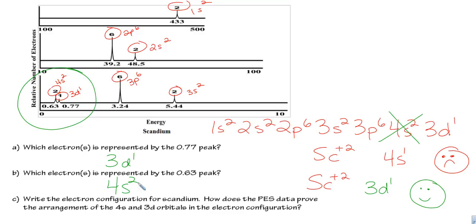If there's anything else that you want to know about PES, let me know. We can have a fabulous lunchtime discussion. Otherwise, you can definitely Google PES, Photoelectron Spectroscopy. But this is the extent that the AP exam wants you to have an understanding of PES.